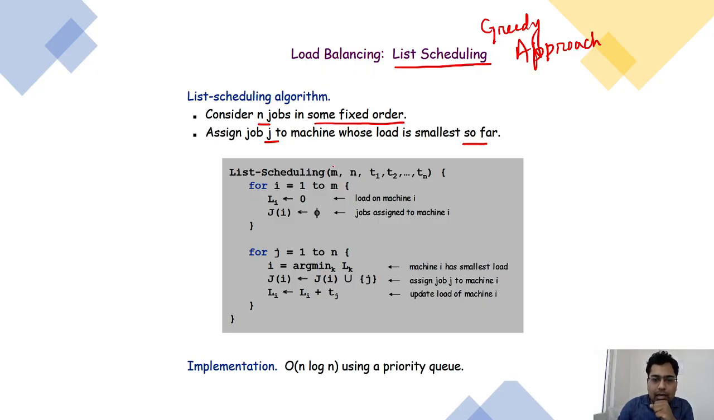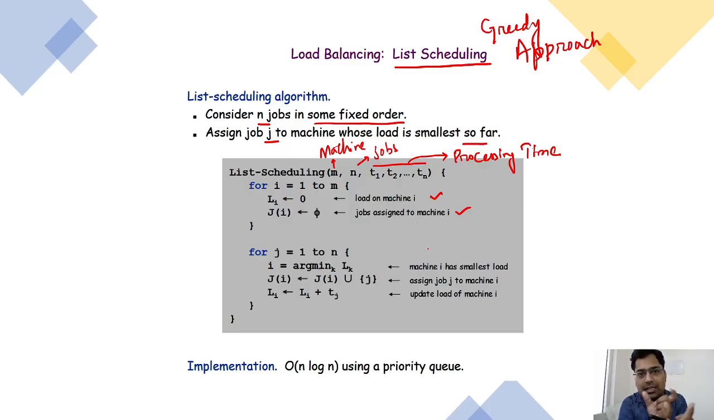Initially, m is the number of machines, n is the number of jobs, and these are the processing times. Okay, I'm just repeating it. Machines, this is jobs, this is processing time. Next, the for loop starts. Initially, we say all the loads will be 0, and the set of jobs for each machine will be assigned empty, meaning nothing has been assigned. Clear? This is the initial condition.